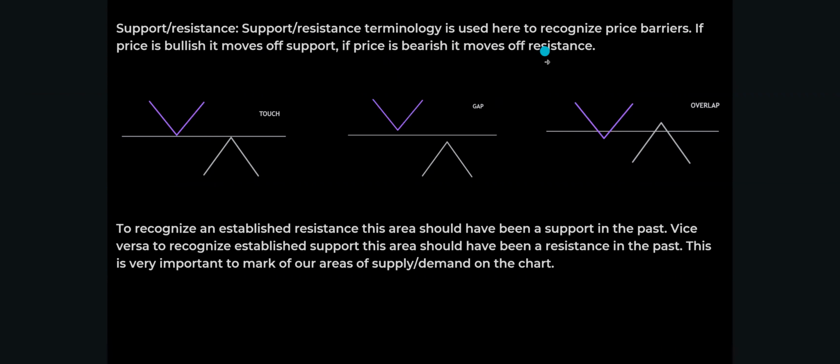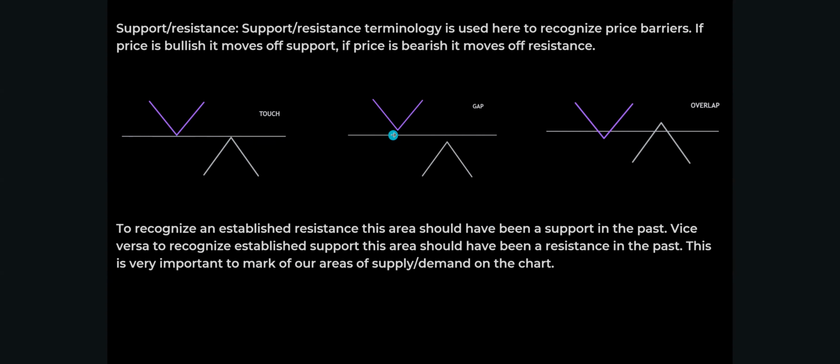So let's look at support and resistance. Support and resistance terminology is used here to recognize price barriers in the market. If price is bullish, it moves off support. If price is bearish, it moves off resistance. I've given you 3 examples here, and all 3 qualify as a valid area of support and resistance. In the first one, you see how price touches a zone, a line there. So in this example, you have a support and a resistance and a perfect touch. This is a valid area.